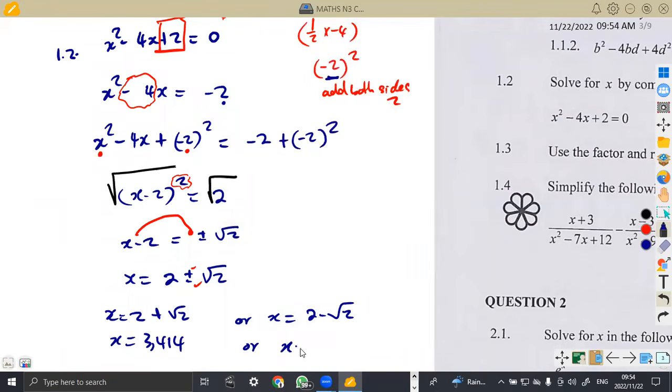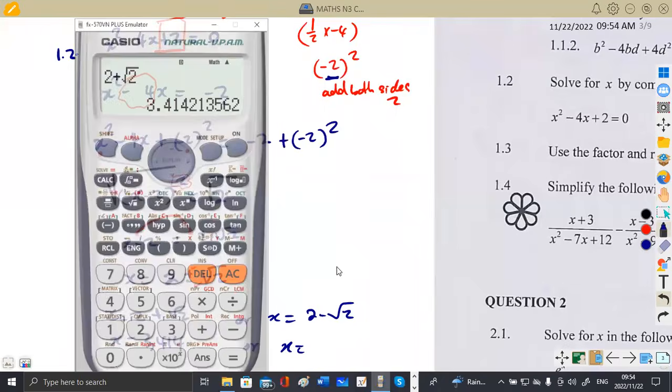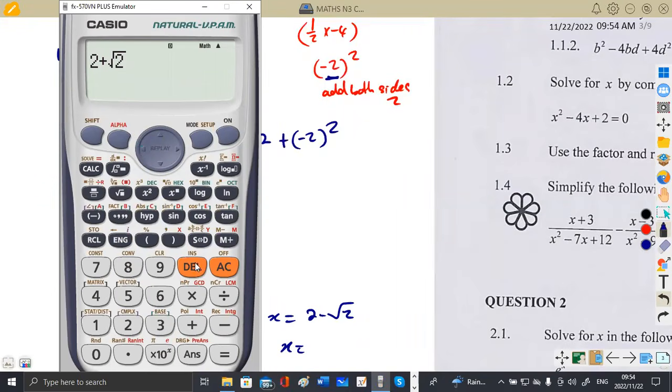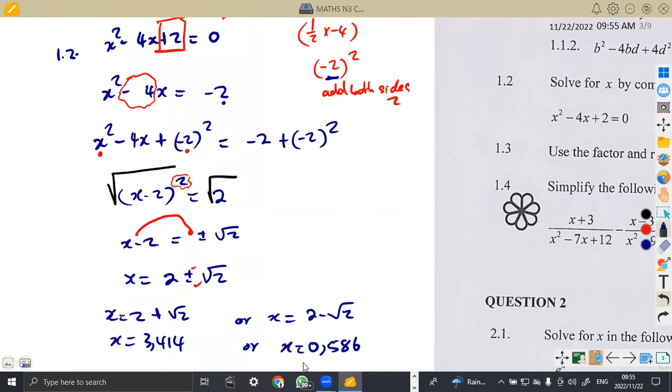Or another x is going to be, we just have to change this to a negative. So this is going to be negative. So we've got 0.585, which we round off to 0.586. So these were the two possible values of x. You can leave your answer in surd form or as a decimal. It depends on what is best for you.